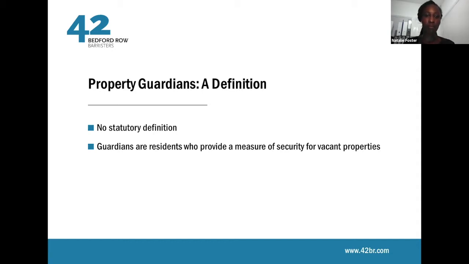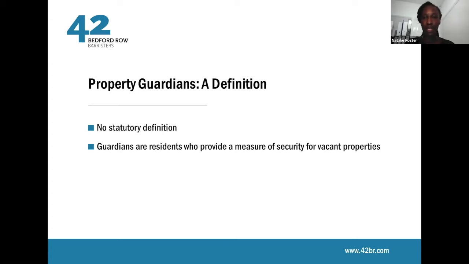Those companies are property guardian companies and guardian providers. Those guardian providers then provide security services to the property owners for the protection of their temporarily vacant properties. So the guardian providers arrange for the commercial property to be used for residential purposes by placing occupiers, and those occupiers are the property guardians, into that property.